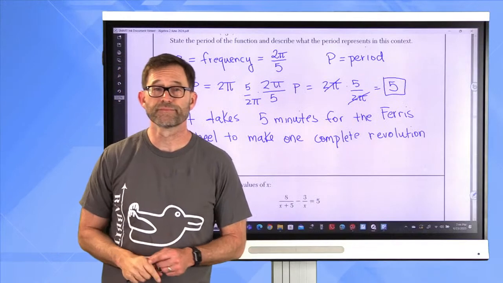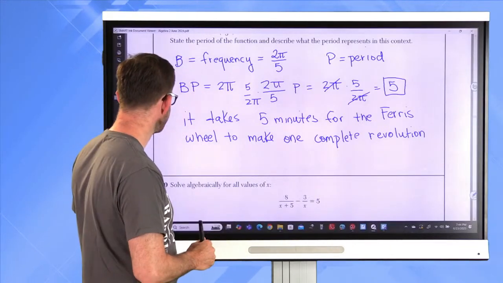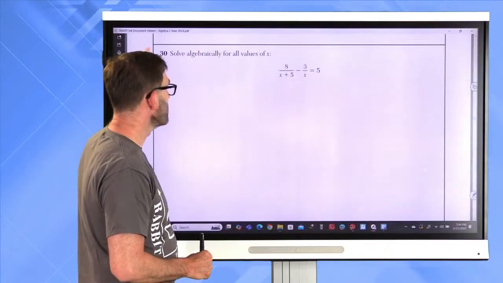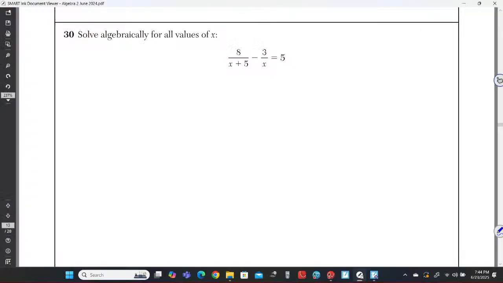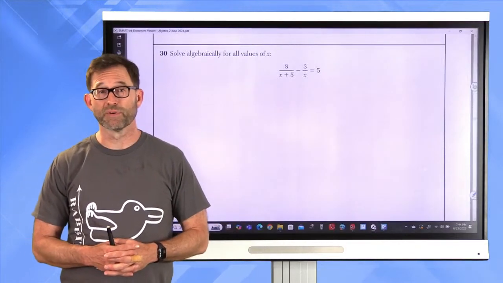That's it. All right. Another problem on the same page. Let's take a look at problem 30. Solve algebraically for all values of x. 8 divided by x plus 5 minus 3 divided by x is equal to 5. I think that this is a pretty beefy 2-point problem, me personally, right?